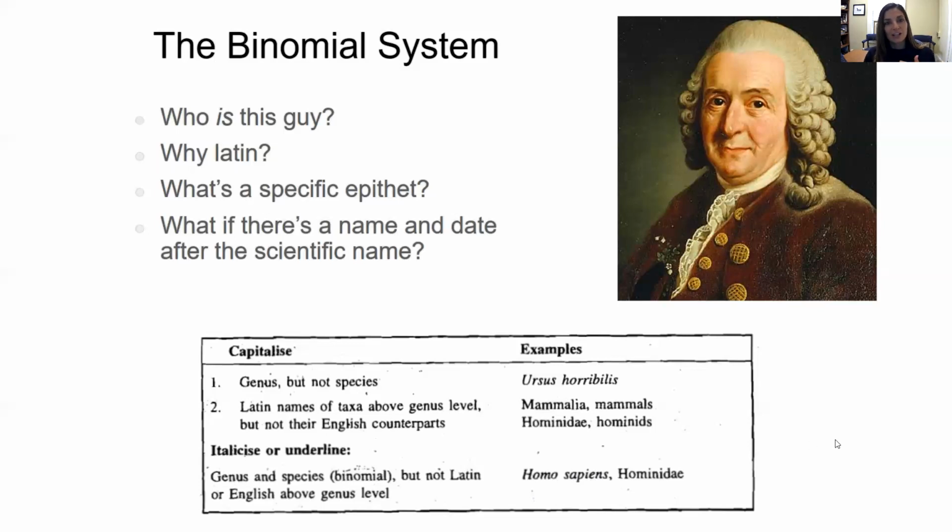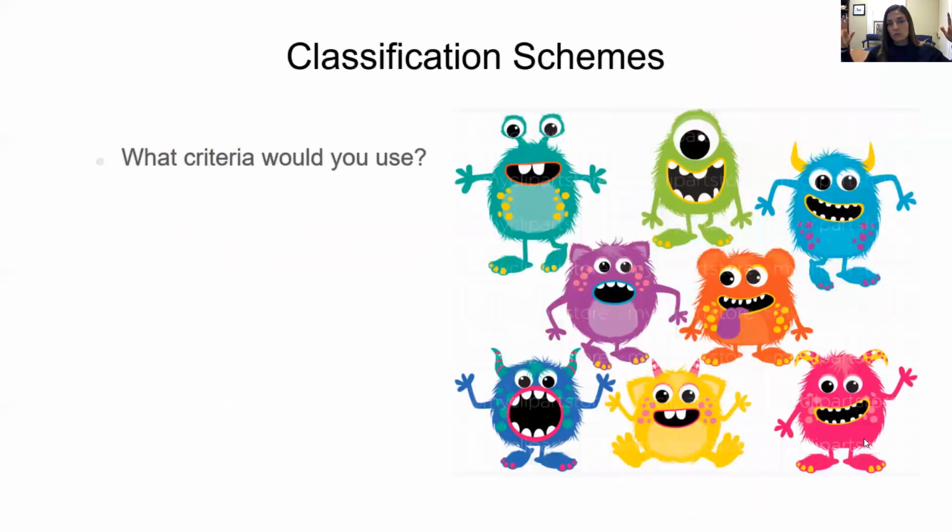A lot of that I'm sure is review, but this is the basis for classification, this binomial nomenclature system. Later, we moved to including more groups. So not just genus and species, but then family, class, order, and so on.